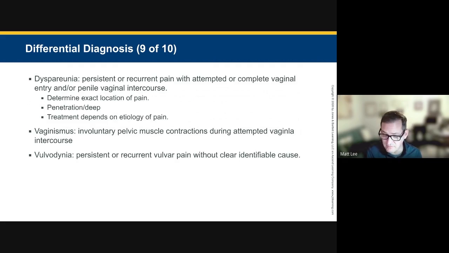And what else is in the pelvis, right? We're not going to forget about the GI tract, so that could be IBS. We're not going to forget about the bladder. That could be painful bladder syndrome or interstitial cystitis. So depending on what I find on exam, we may need to begin to work that up.